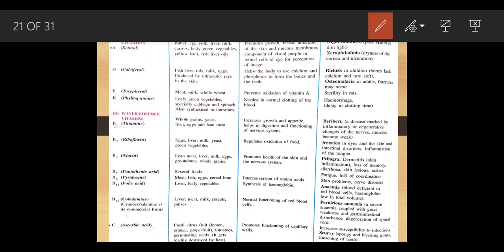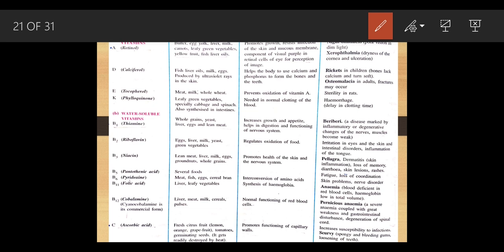Now, vitamin K. Vitamin K is called phylloquinone. You are going to get this phylloquinone mostly in leafy vegetables, spinach. The function of this phylloquinone is to help in the clotting of the blood. We have studied this in calcium as well. Normal clotting of the blood.